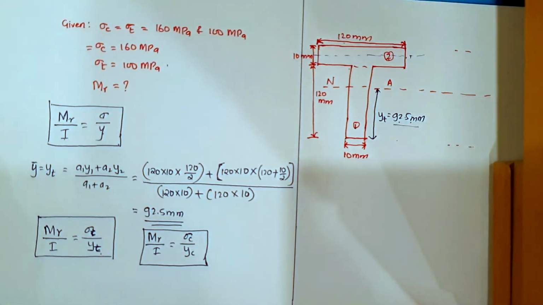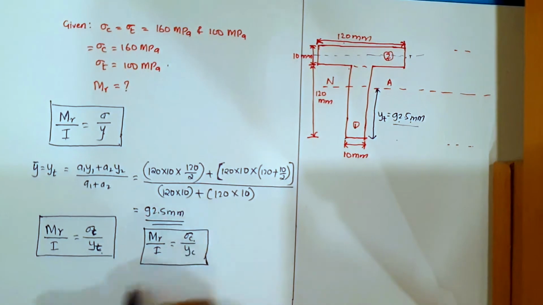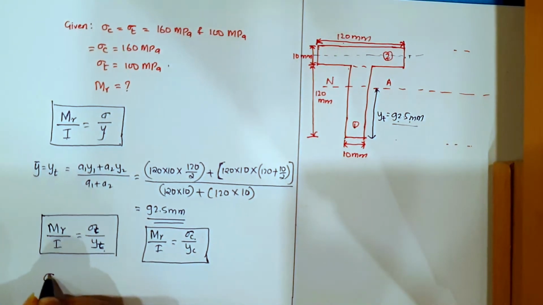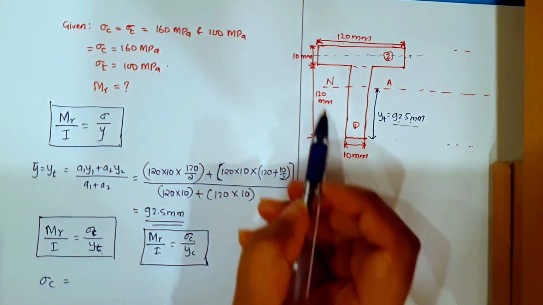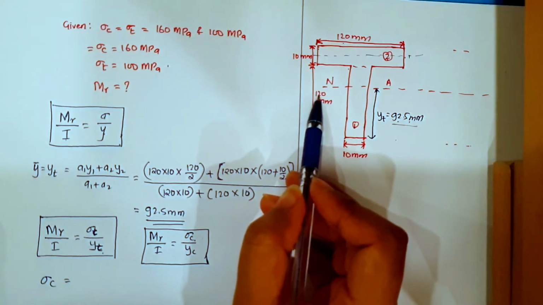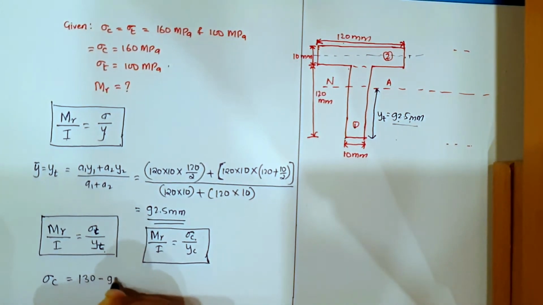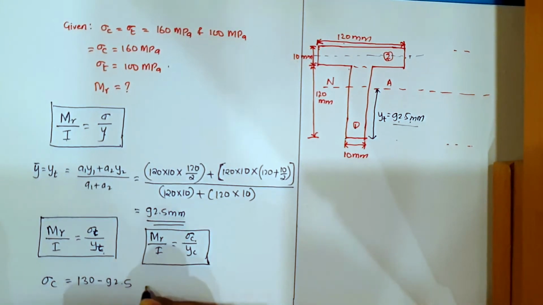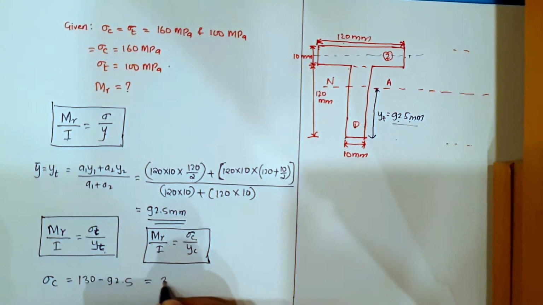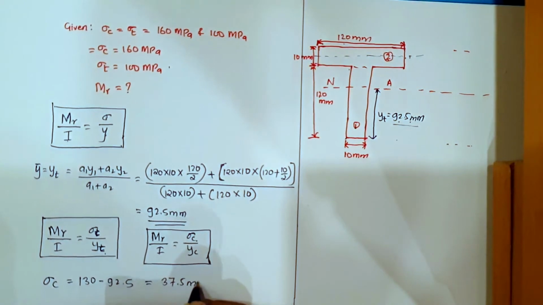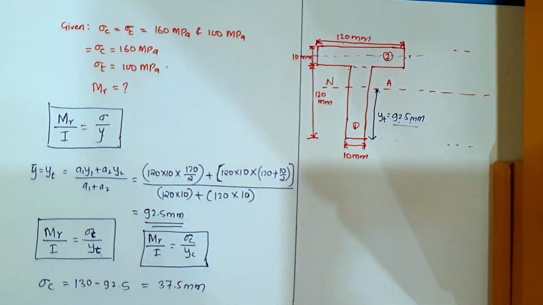Now if we use this formula, YC will be equal to total depth. What is the total depth? 130 minus 92.5. This will come equal to 37.5 mm. Okay.